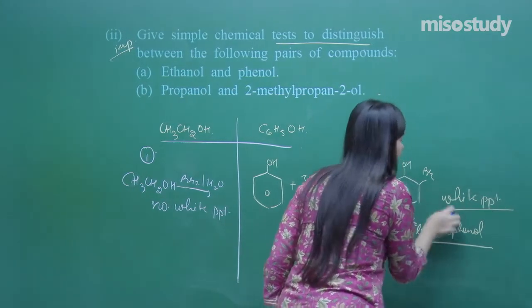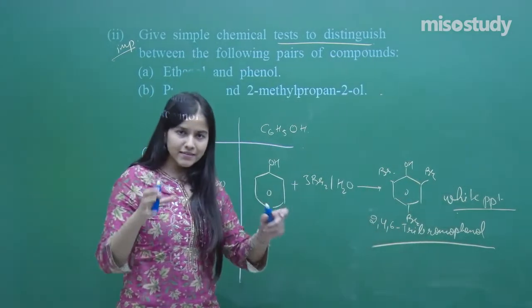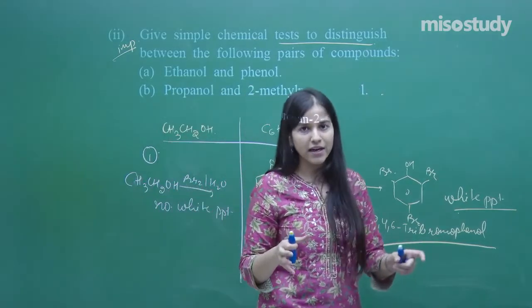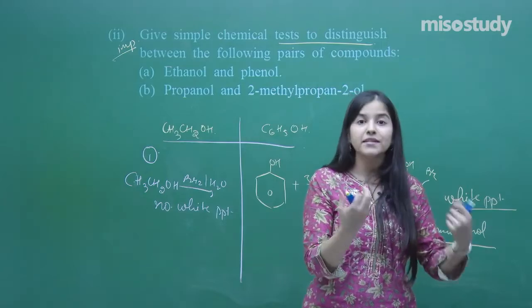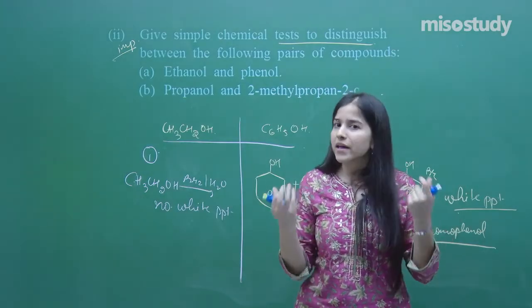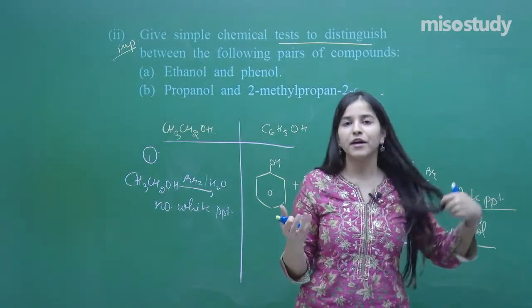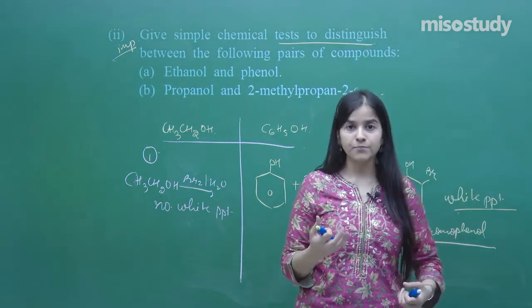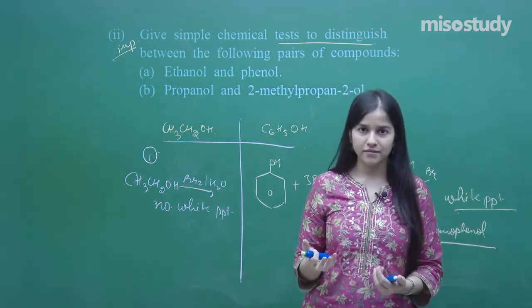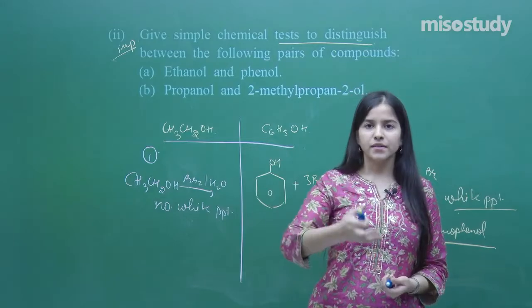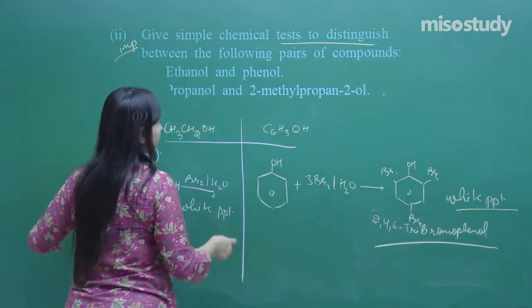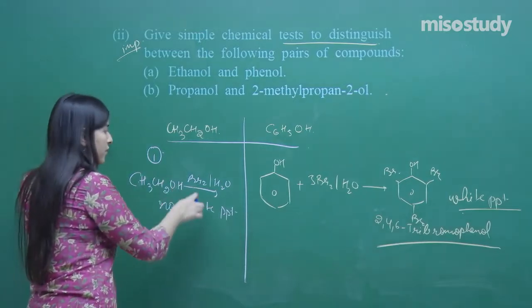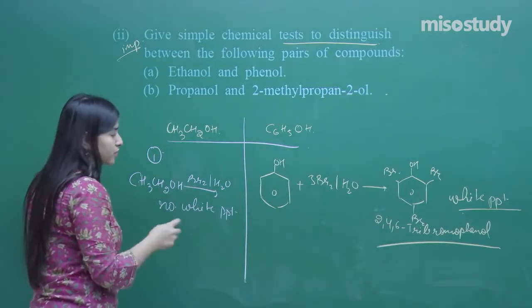Why? Because the distinguishing tests are such that we can see the difference clearly. Maybe there is a color change, maybe there is a smell of gas, some kind of product which is formed. So they can be visible, and we can smell it also. So that is the first distinguishing test, by which you can distinguish between the two.